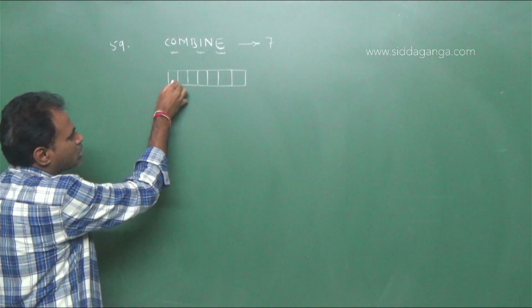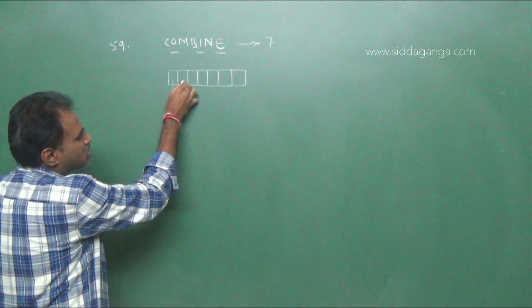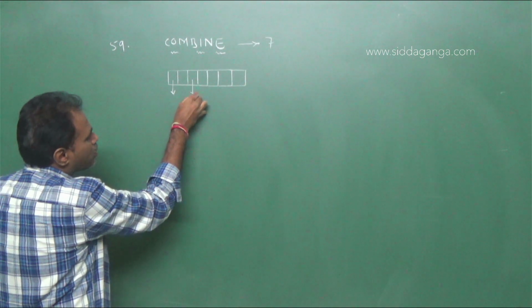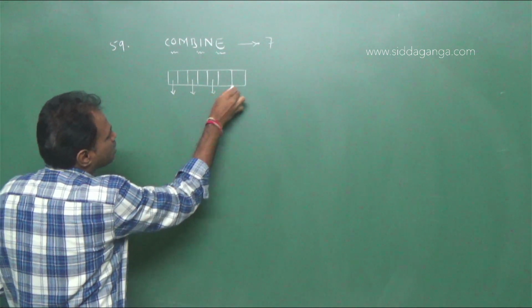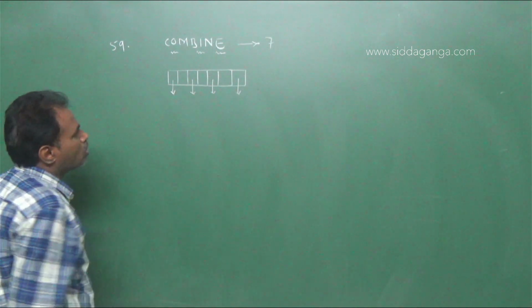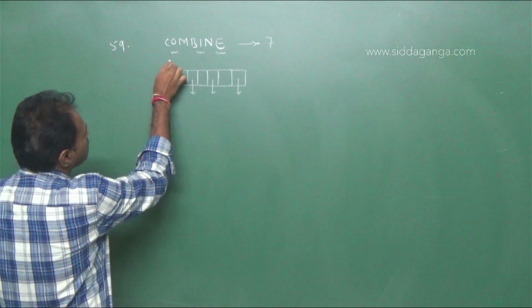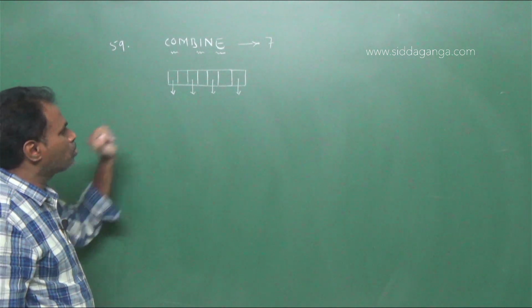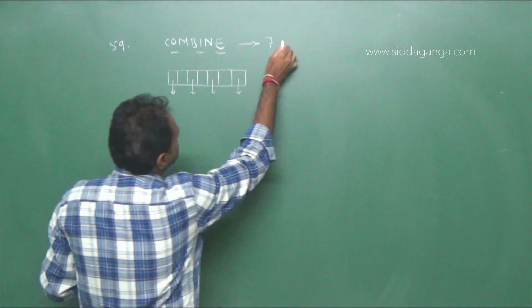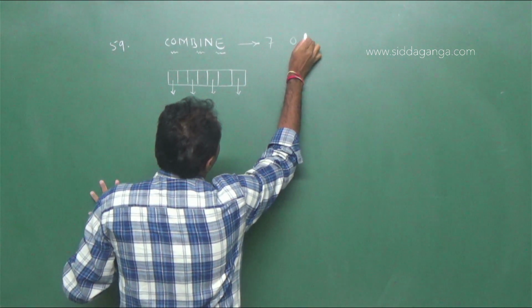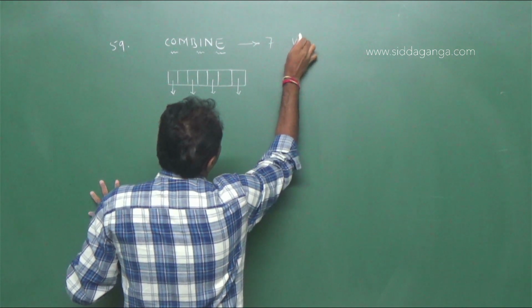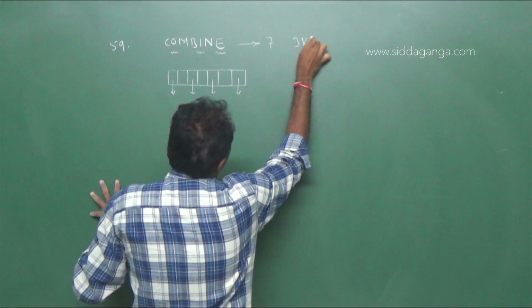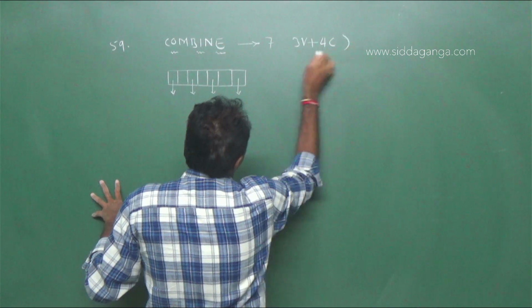First, this is an odd place, this is an even place, and this is an odd place, and this is an odd place, and this is an odd place. Vowels are 3 and consonants are 4. Therefore, out of these 7 letters, 3 are vowels and 4 are consonants.